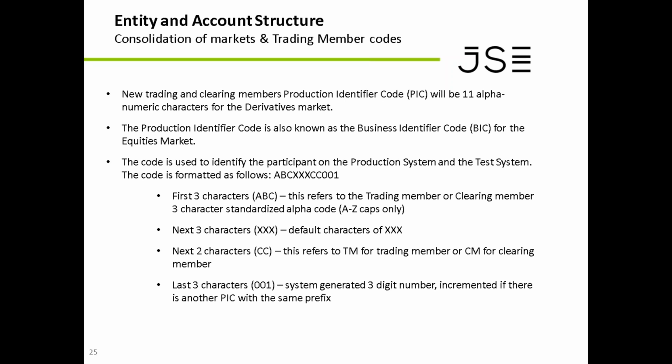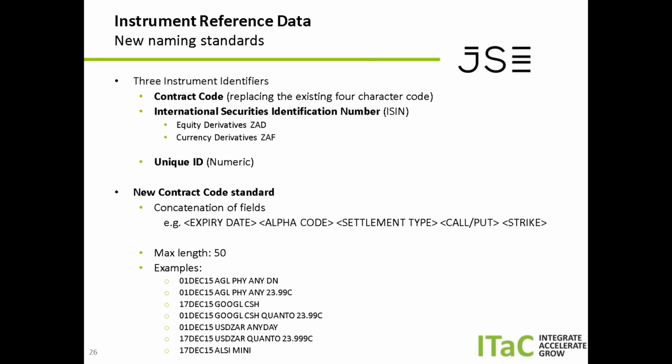Okay, so the other significant difference in ITaC is the way in which we're going to identify new contracts. There are 3 ways in which we can uniquely identify contracts, and that's using the contract code. You'll see examples of those contract codes down here. You'll see that they are very explicit. From just looking at the contract code, you can tell whether it's a dividend neutral, whether it's an any day, whether it's a call, or whether it's a put, what the strike price is, and whether it's a Quanto. Even the strike on the Quanto says that it's a strike on a Quanto. So the contract codes are very, very explicit, and they go up to a maximum of 50 in length. We also have ISINs, which is also very new to the ITaC world, both for the equity derivatives and the currency derivatives. And we also have a unique ID, which is, I think, 9 characters in length, and it's numeric. So there are 3 different ways in which you can identify an instrument.